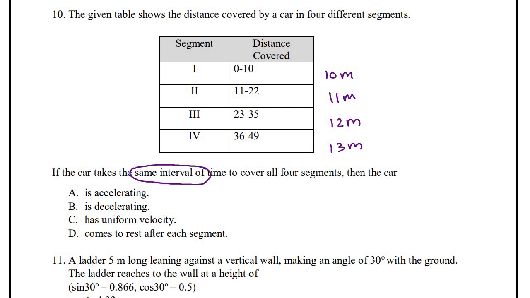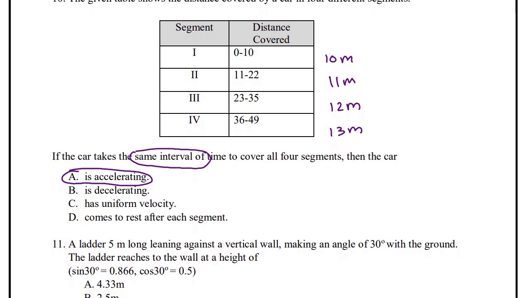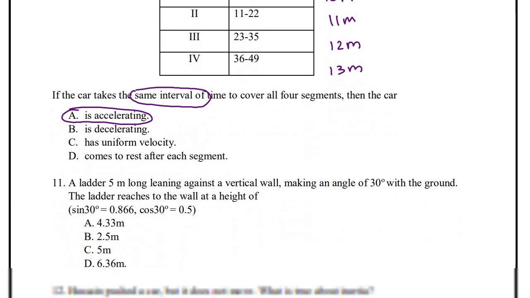This means that the car covers more distance in the same time. That means that the car is accelerating. That is why it has covered more distance. So the correct option is option A. And the reason is that the distance covered by the car in all the intervals is increasing.